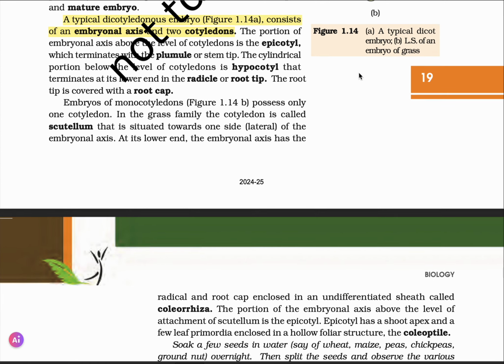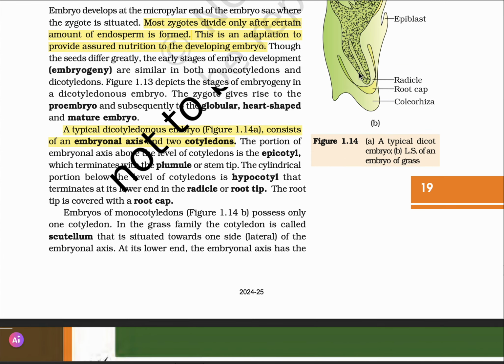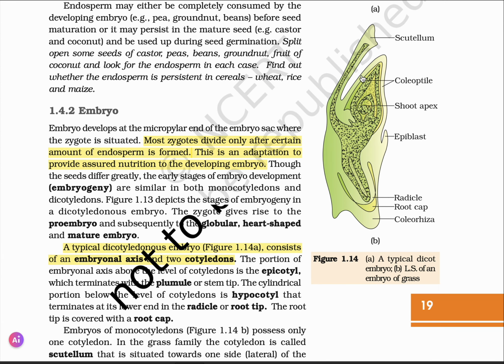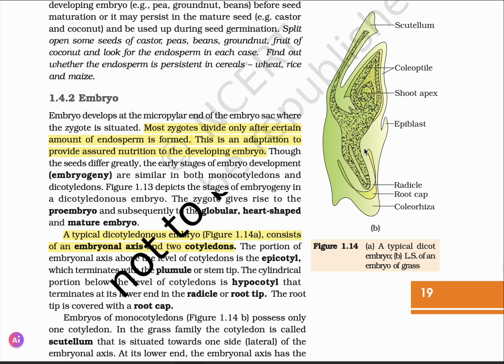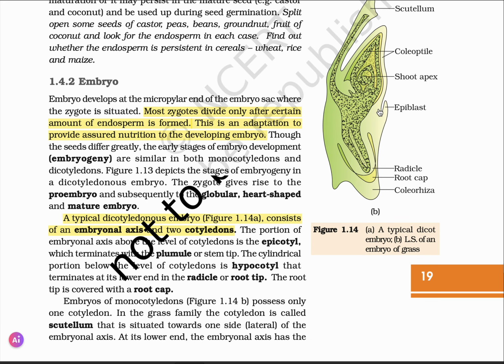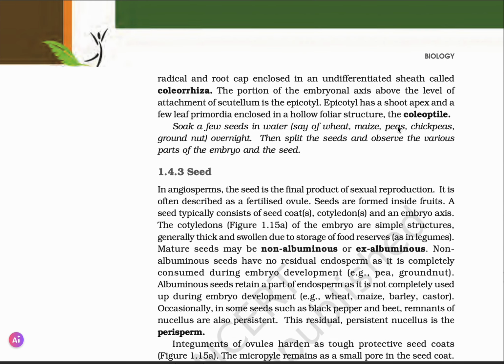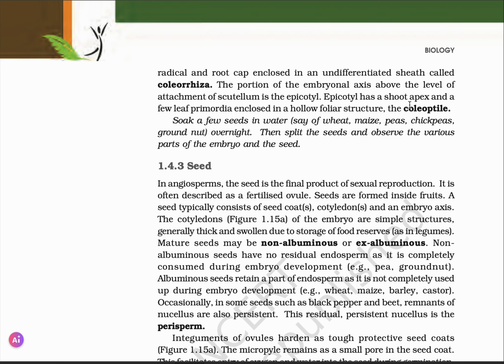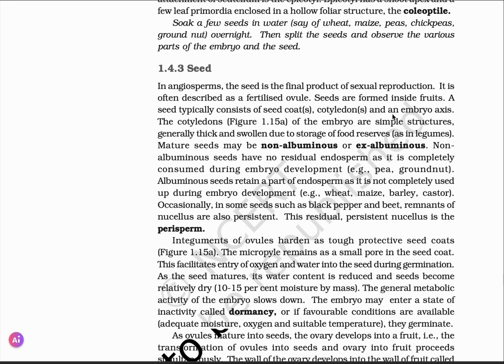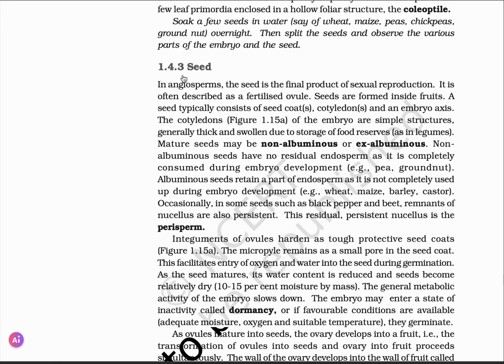The portion of the embryonal axis above the level of attachment of the scutellum or cotyledon contains the coleoptile, which contains the shoot apex called the plumule, and we also have an epiblast over here. We need to remember this. The epicotyl has a shoot apex and leaf primordia enclosed in a hollow foliar structure, the coleoptile. Then we could observe, then comes the seed.